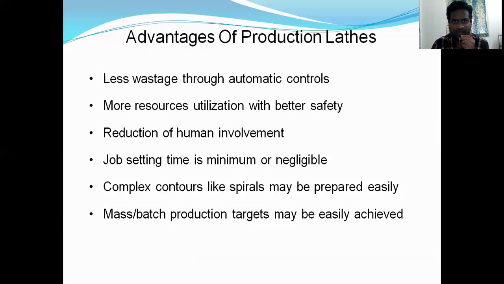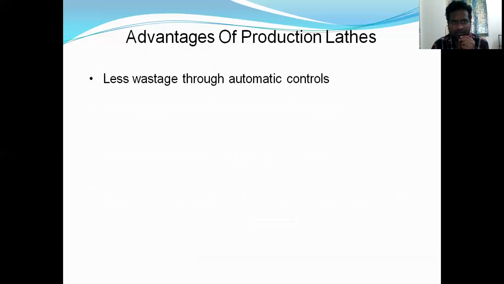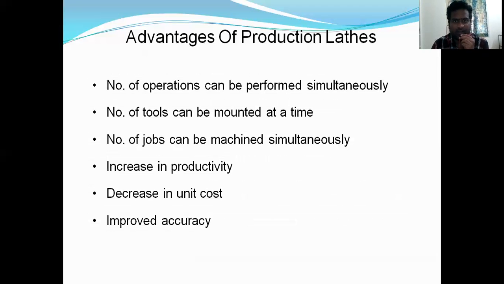So these are the advantages of the production lathe. Once again, we can recall them. In production lathes, a number of operations can be performed simultaneously.